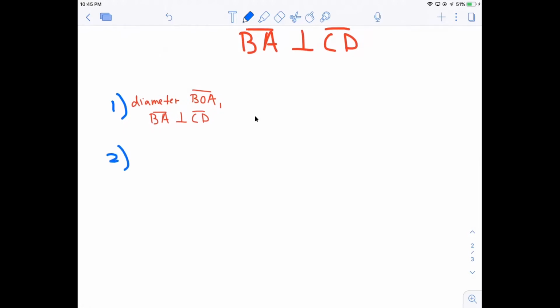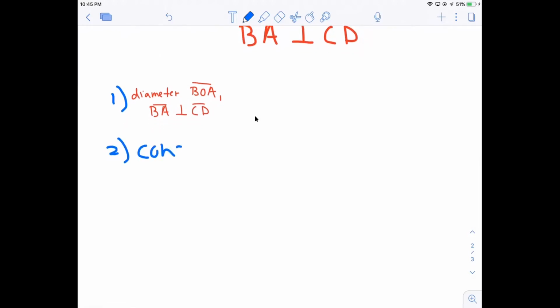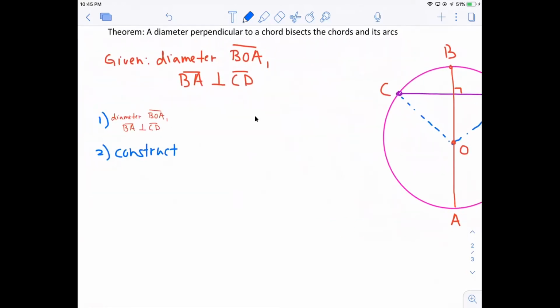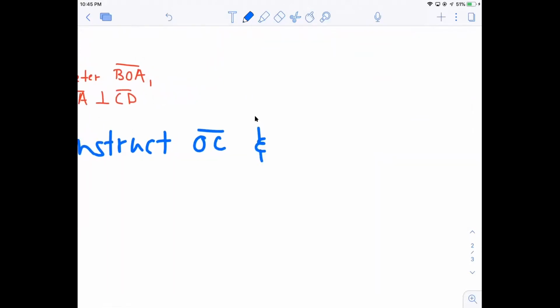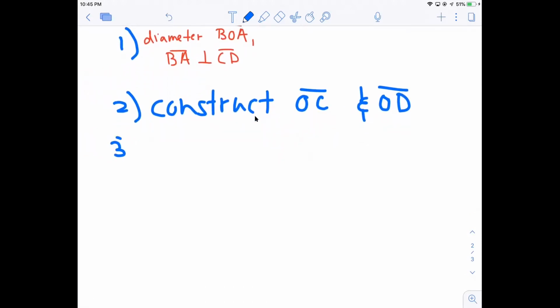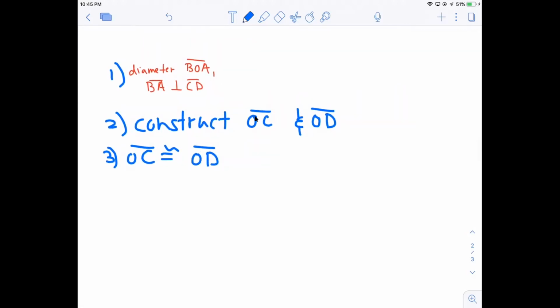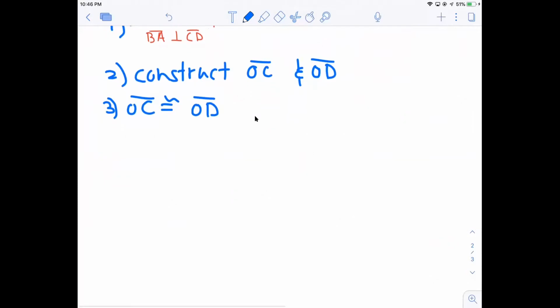All right, step 2, we're going to construct those two radii, OC and OD. Same reason as last time: between any 2 points, only one line segment can be constructed. All right, we know all radii of the same circle are congruent. So that's the reason for step 3.